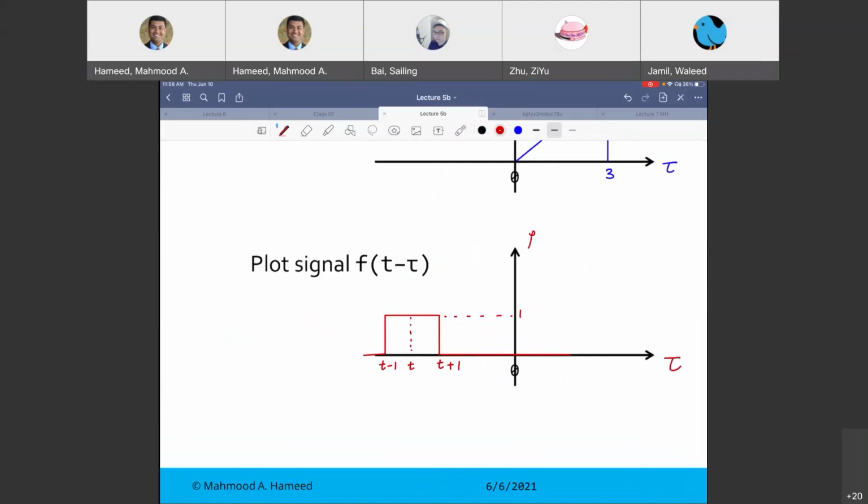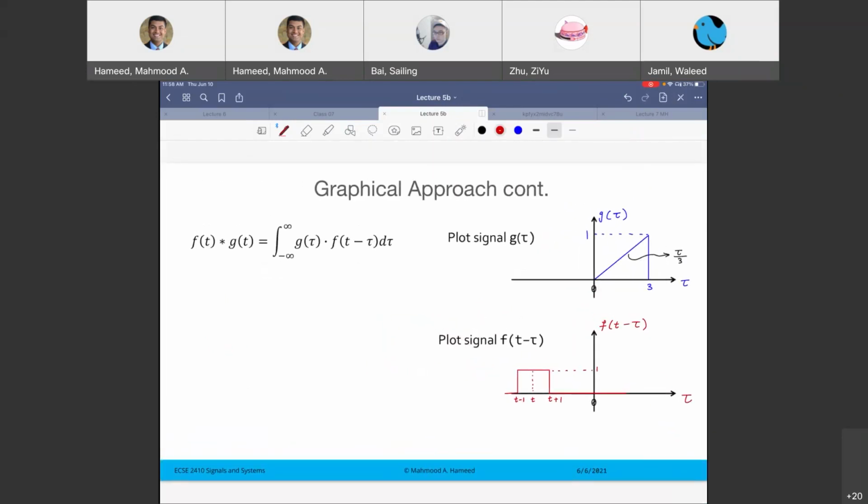Tau, f of t minus tau. The limits are in t, but the axis is in tau. Axis is in tau because we are integrating with respect to tau. Okay. Are you guys okay with sketching g of tau and f of t minus tau? Yeah? Next. I want you guys to answer this.